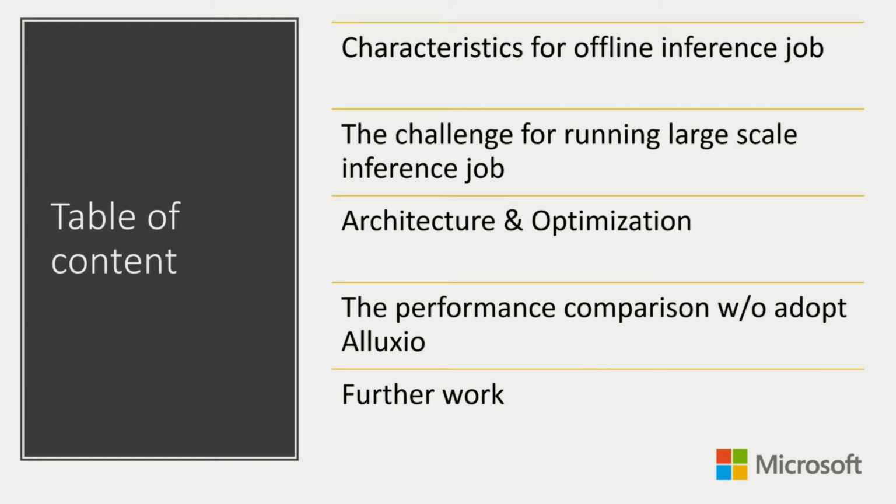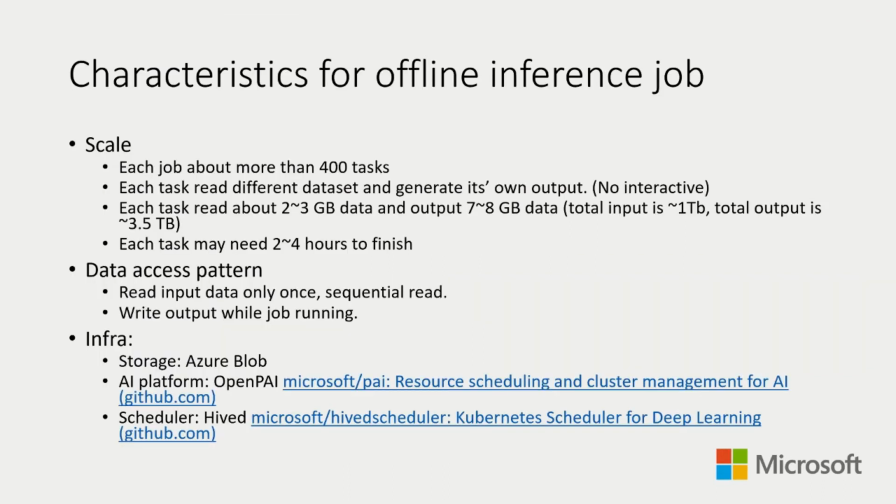After that, I will show you the architecture and the optimizations we did to run large-scale offline inference jobs. Then, I will show you the performance comparison with and without adopting Alluxio. Finally, I will show some future work we have done with the Alluxio community. Let's come to the first part. In this section, I will introduce the characteristics of offline inference jobs.